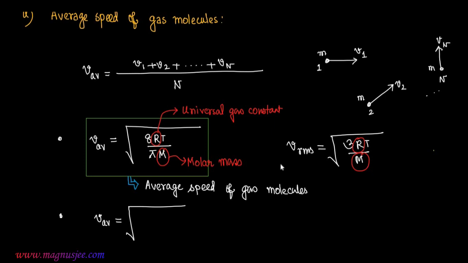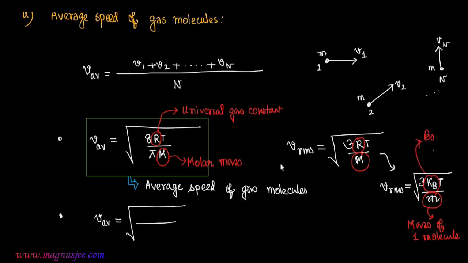From the expression of Vrms equal to root over 3RT by capital M, we can write Vrms equal to root over 3kT by small m, where small m is the mass of one molecule and k is the Boltzmann constant, written as kB.